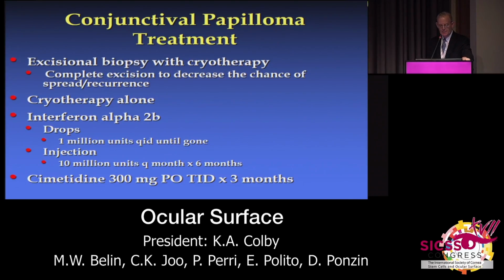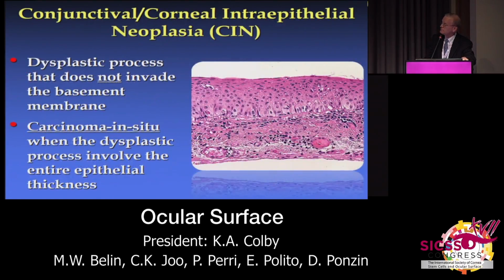And with alpha interferon, you can give as drops, 1 million units QID till disappearance of the lesion, or as an injection at 10 million units every month for 6 months. Cimetidine has also been a great adjunct or even a primary therapy at 300 milligrams PO TID for 3 months to cause involution of the papillomas.